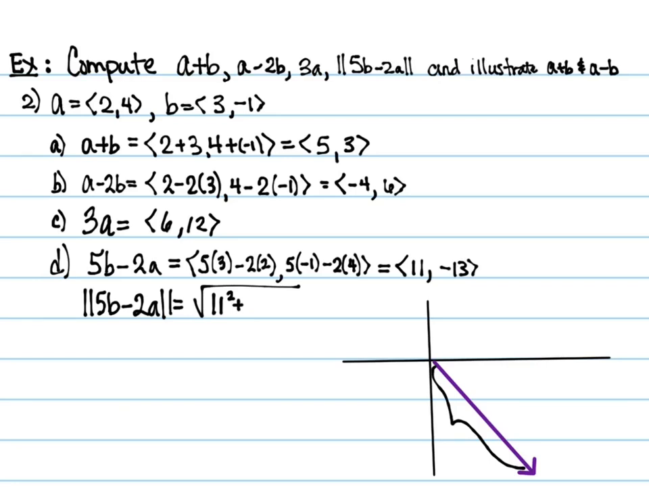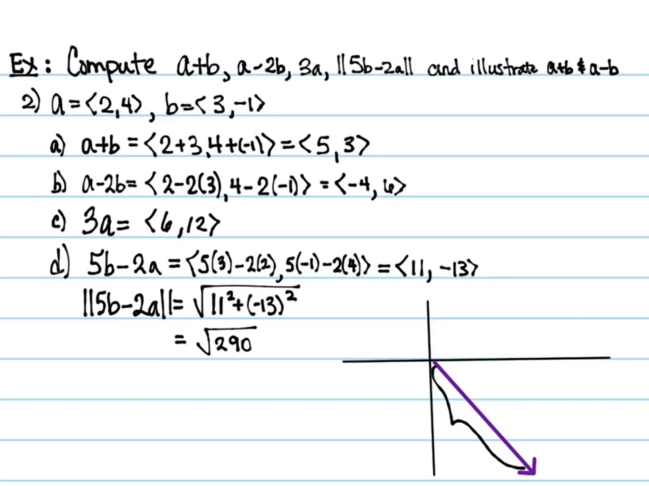One of them was negative. Which one was it? The 13. Not that it matters, but I'll write it in just for the sake of saying it did. So what is 11 squared plus 13 squared? David's got his calculator out, so we'll let him tell us. 290 is right. Yeah, good guess. 290, which actually doesn't simplify either. I mean, we could get a decimal approximation, but we'll leave it in exact form. So square root of 290 would be our magnitude of 5b minus 2a.